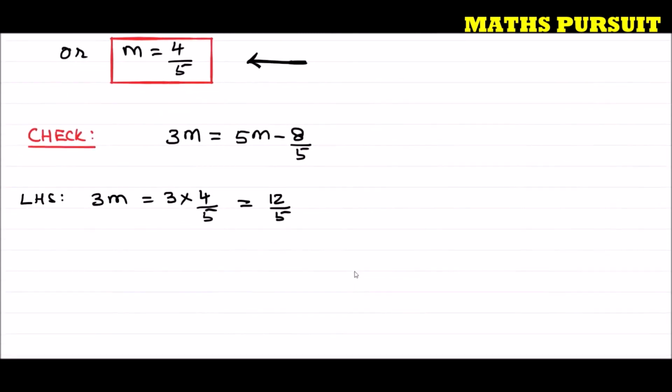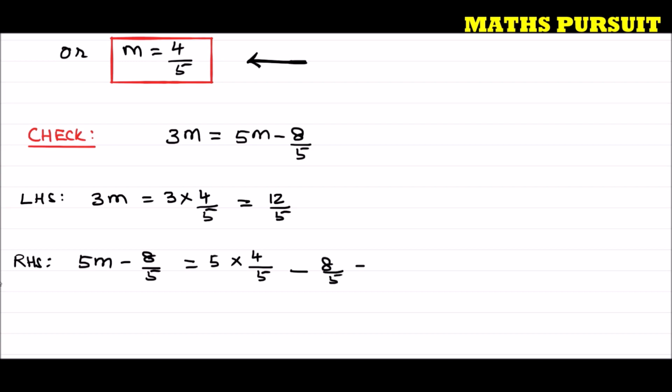Now, let us pick up the right side of this equation. The right side of the equation is 5m minus 8 divided by 5, that is equal to 5 into 4 upon 5, just replacing the value of m, minus 8 upon 5. That is equal to 5 fours are 20, 20 upon 5 minus 8 upon 5, that is equal to 20 minus 8 divided by 5, that is equal to 12 divided by 5.